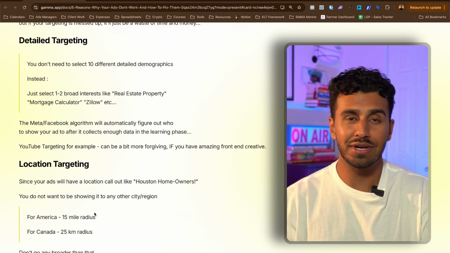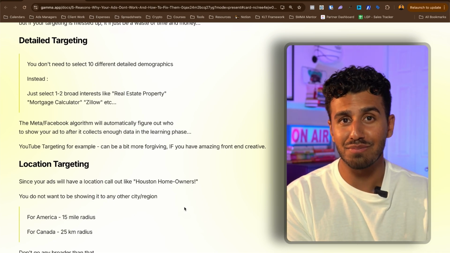That's a pretty simple one, but it is an important one to keep in mind whenever you're running paid ads. On to the next one. All right, next we have your ad placements.